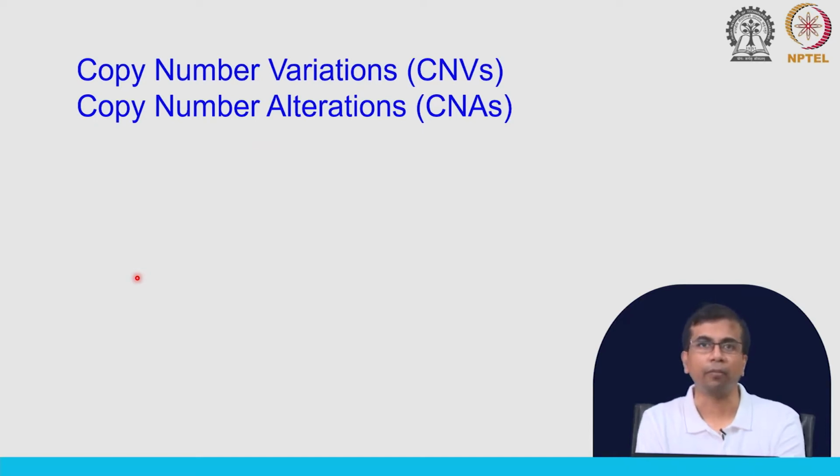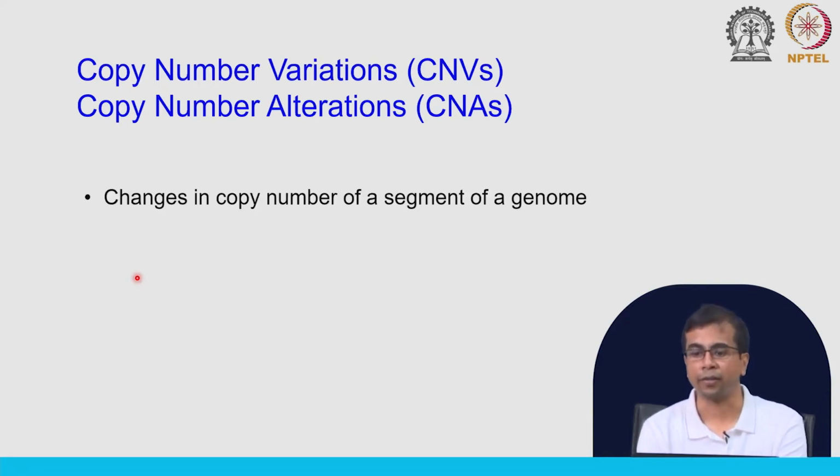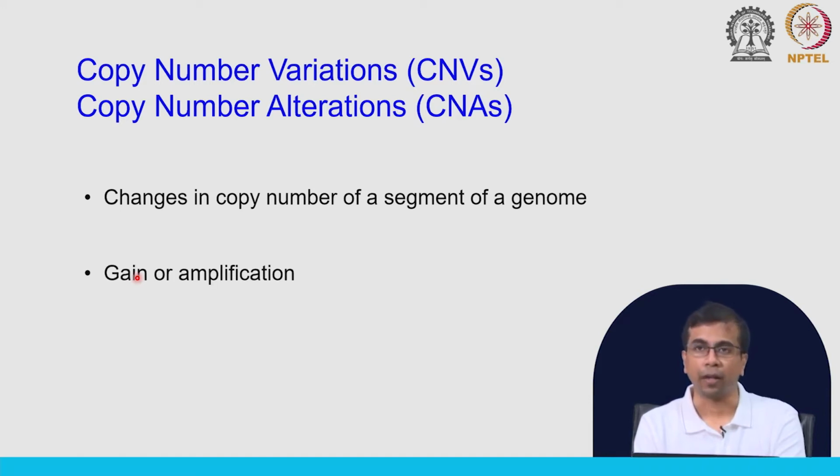So, what are these copy number variations, or sometimes we refer to them also as copy number alterations or CNAs? They are changes in copy number of a segment of a genome. This segment could be a gene or multiple genes, a small region of a genome. There could be gain or amplification, which is the general term. We can use the term duplication, where we have an increase by one more copy, so instead of one copy you have two copies now. That will be duplication, but the general term is gain or amplification.